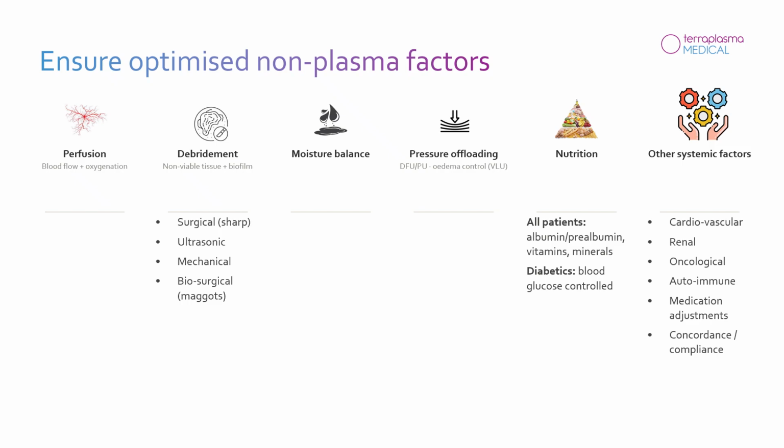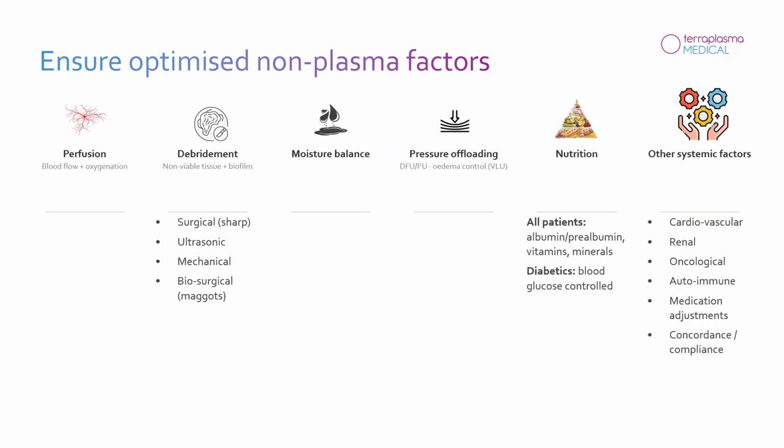But CAP therapy alone is often not enough. We must also optimize the non-plasma factors. First, the perfusion, blood flow and oxygenation. Second, debridement, removal of non-viable tissue and biofilm. This can be surgical or sharp debridement, ultrasonic, mechanical, or biosurgical with maggots.